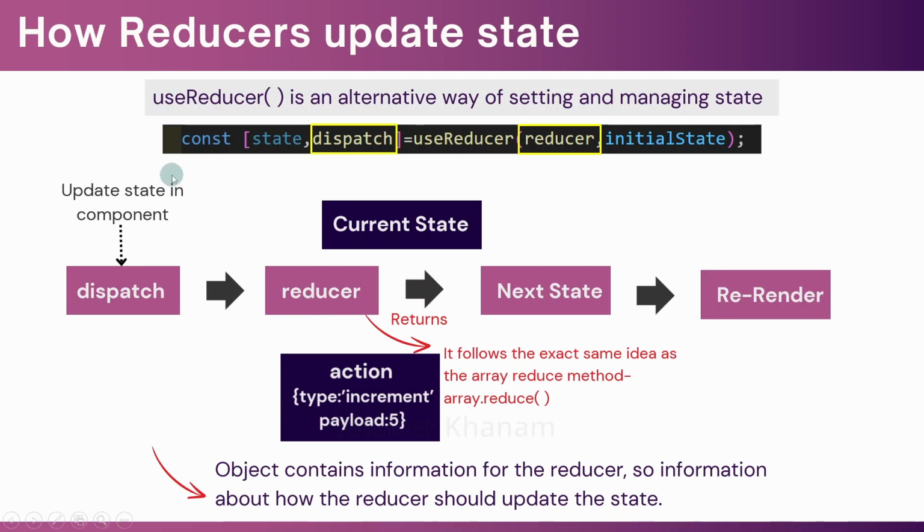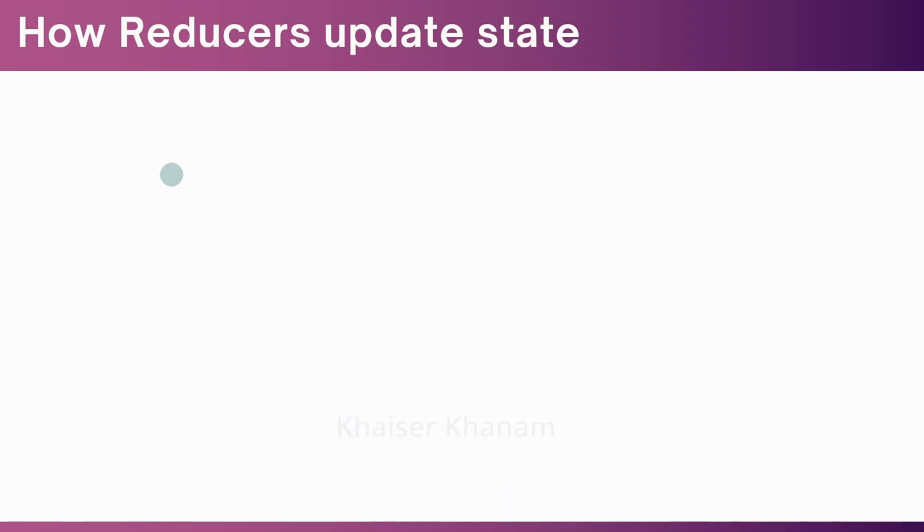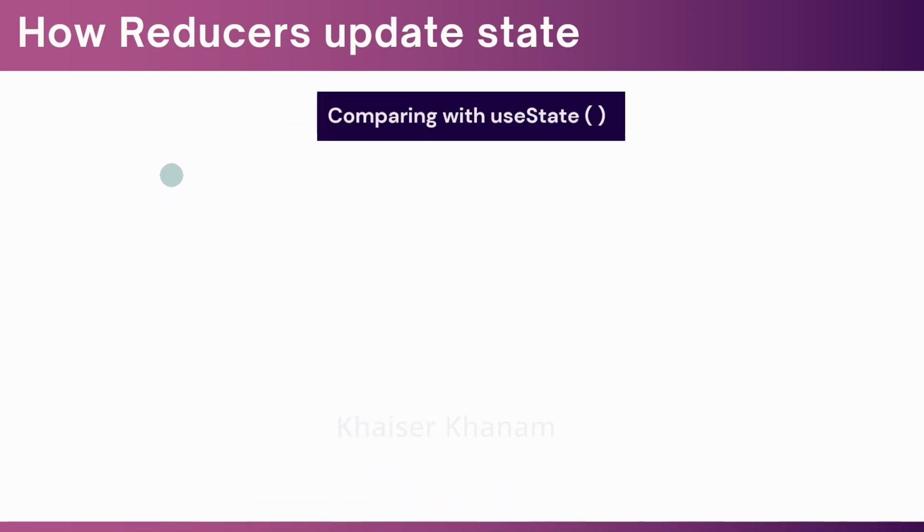Now let us compare this mechanism with the useState hook. And useState is also used to manage and update the state. But this is only true for smaller applications. For complex applications, we always go with useReducer. Because if we start with useState, for each and every update, we have to create separate state, and also we have to write separate event handlers, and accordingly we have to pass those event handlers.